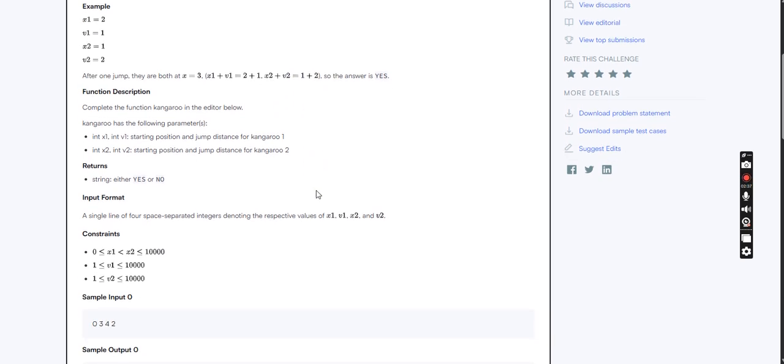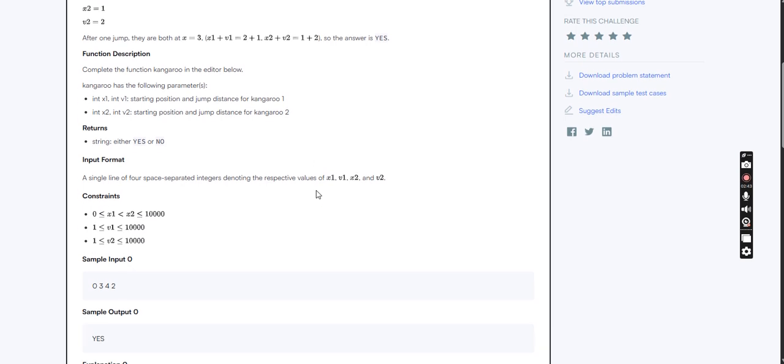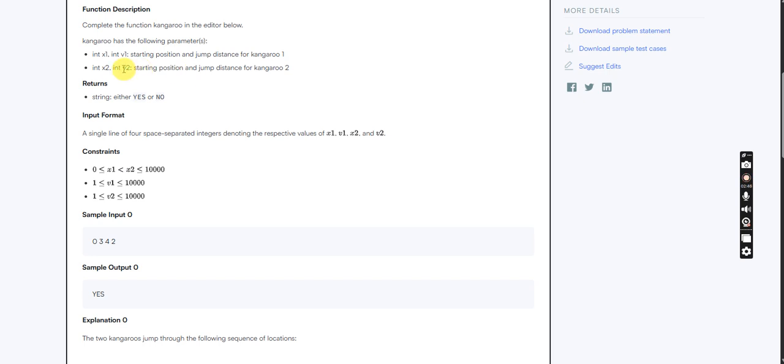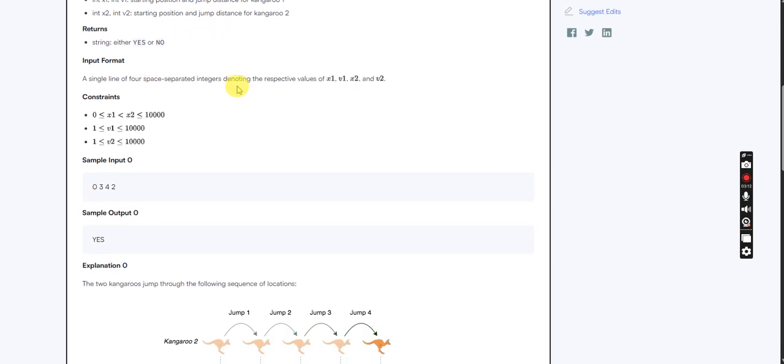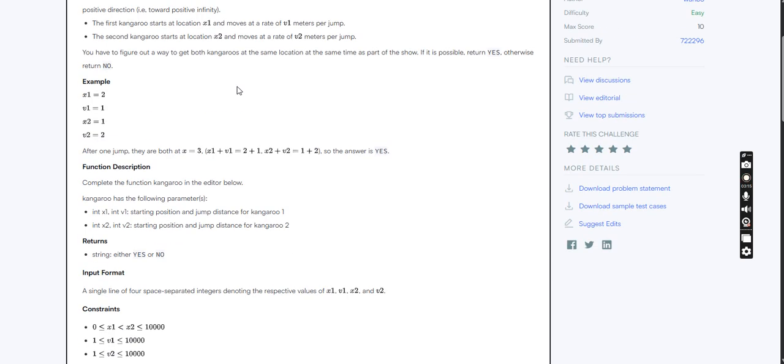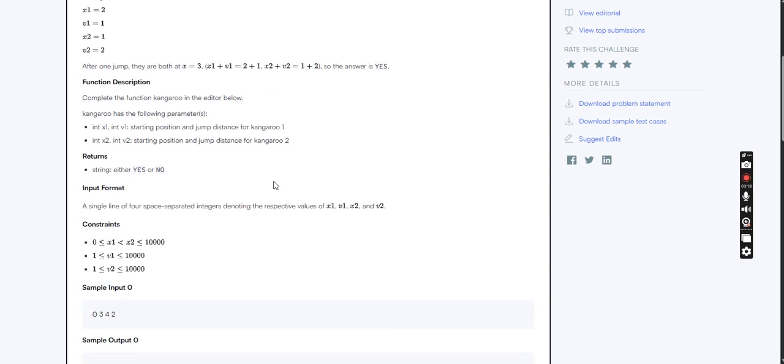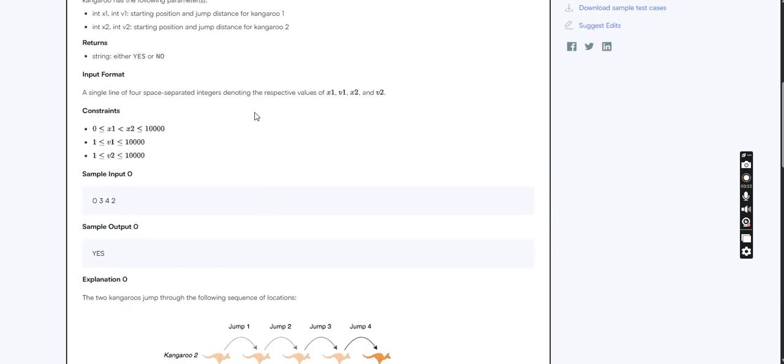Function description. Complete the function kangaroo in the editor below. Kangaroo has the following parameters. The parameters are integers. x1 is an integer and v1 is also an integer, the starting position and jump distance for kangaroo 1. The second starting position, x2, is an integer, and v2 is also an integer, the starting position and jump distance for kangaroo 2. If it's possible that they can meet at the same location, then you return yes. If not, return no. So the logic here, let's look at this example.